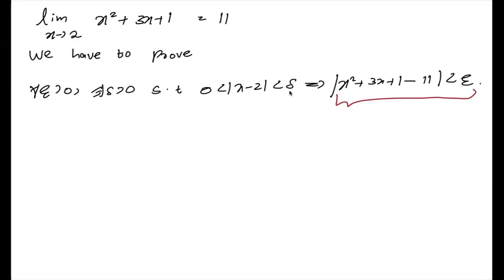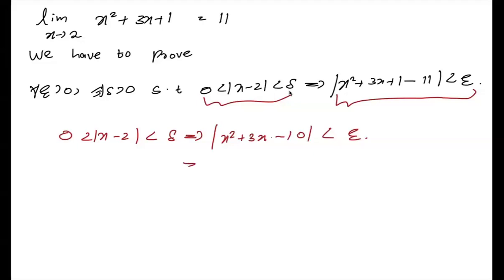So I can take this part and this part. So I have to prove I can find some delta which implies this one, |x squared plus 3x minus 10| less than epsilon. So I can factor out these two. So it is basically |x, and I think it is minus 5 and plus 2| less than epsilon.